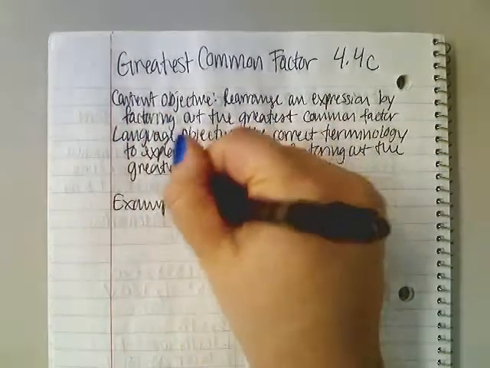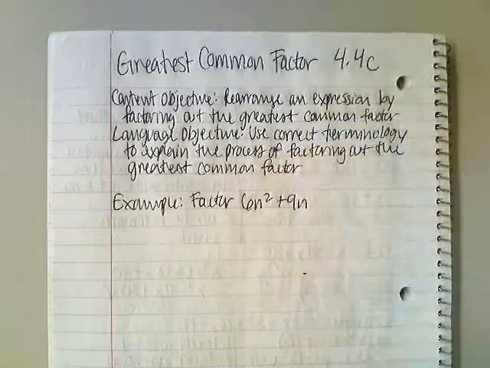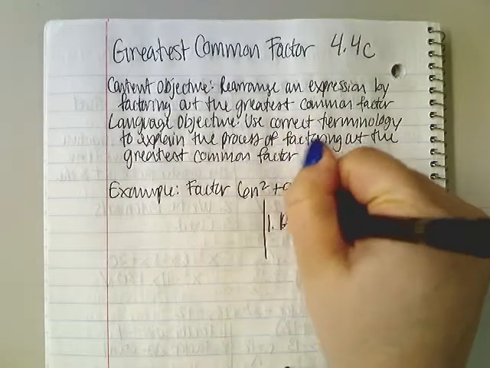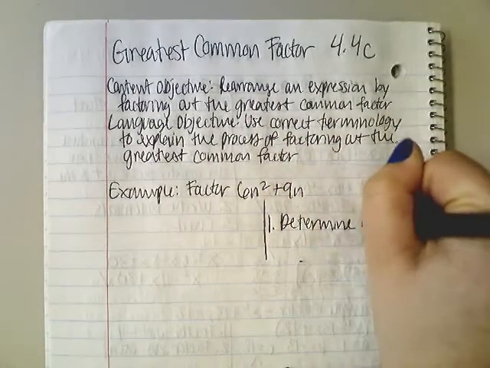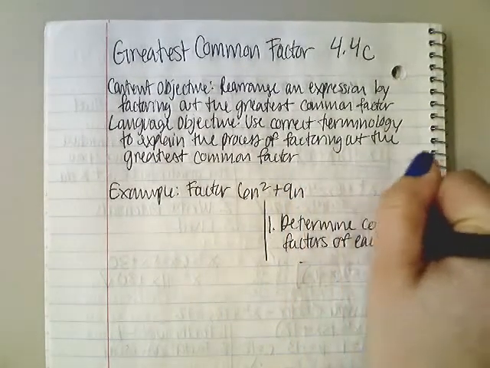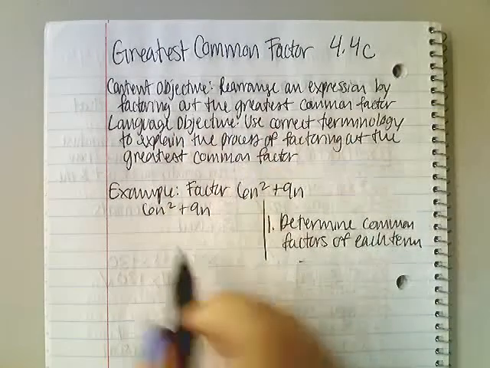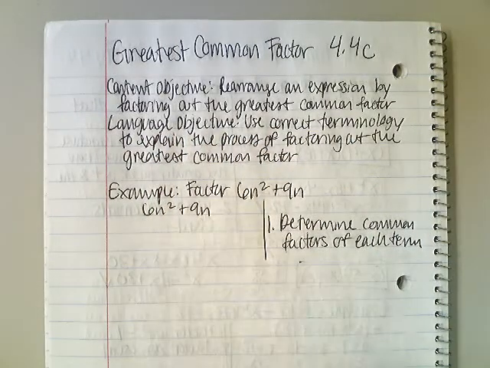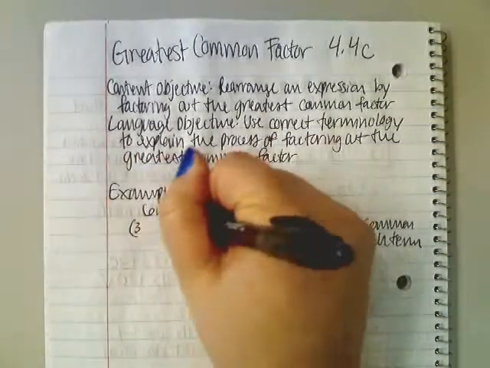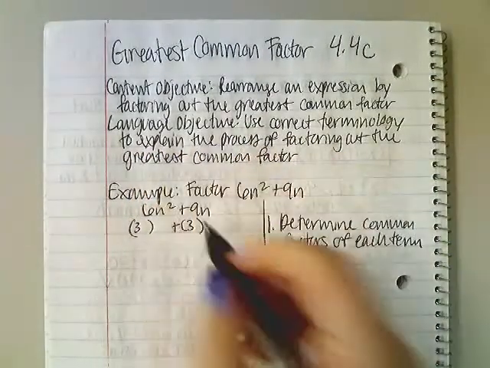Our first example, I want us to factor the expression 6n squared plus 9n. So the first thing we're going to do, step 1, we're going to determine common factors of each term. So in this situation, we have 6n squared and 9n. So I know for 6 and 9 that they're both divisible by 3, and that's actually the greatest common factor for both of them. So I know I'm going to take out a 3 for each, and I'm writing it like this because I'm going to try to find a common factor that I'm pulling out of each of them.